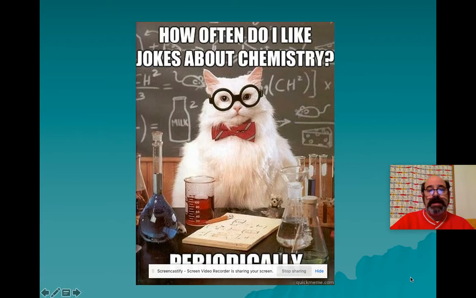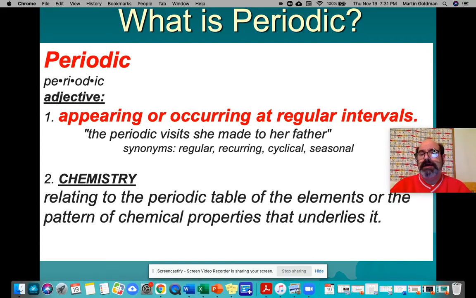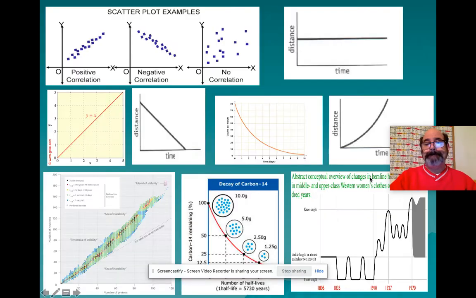Okay, so next, how often do we do chemistry? Periodically. I know, it's funny. So what's periodic? Appearing at regular intervals. And if you look at the little vocab, I got it from Google, what a surprise: relating to the periodic table and the pattern of properties that underlies it. A pattern of properties that repeats. We'll see about that in a minute. So let's check it out.